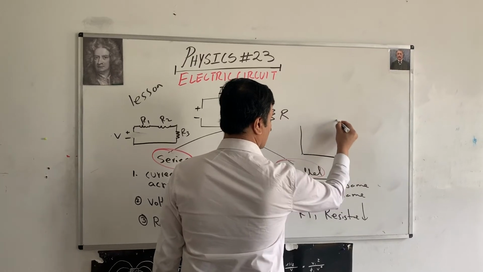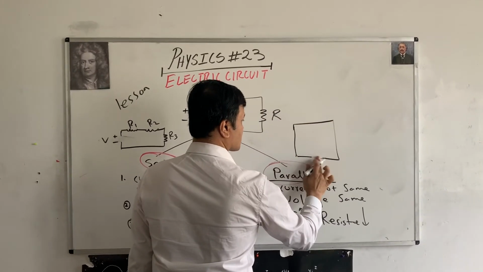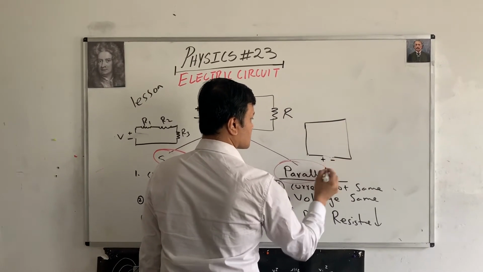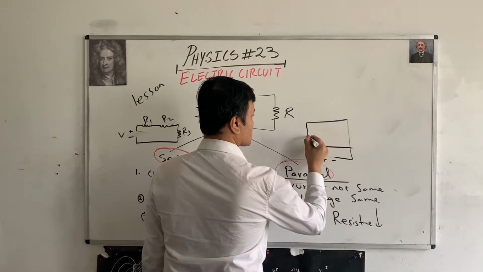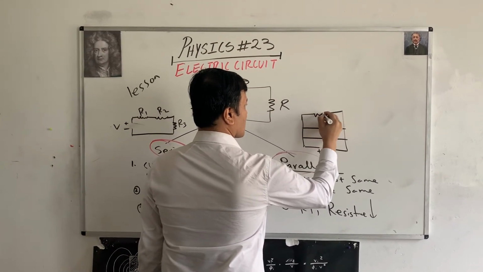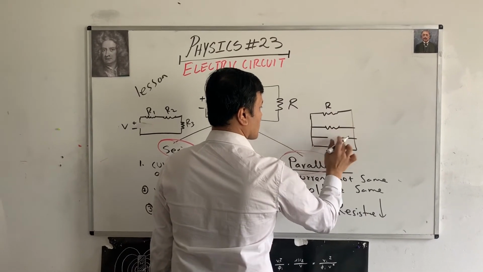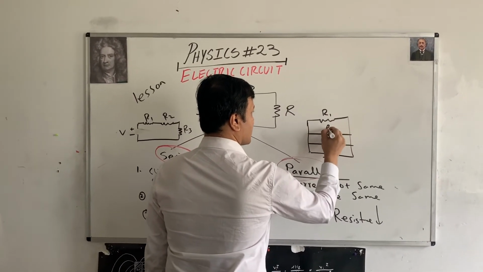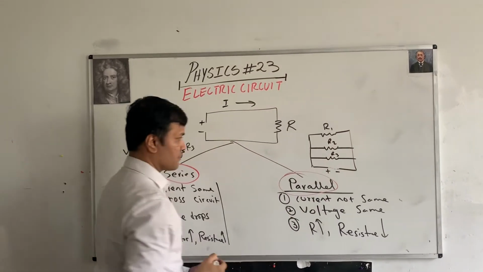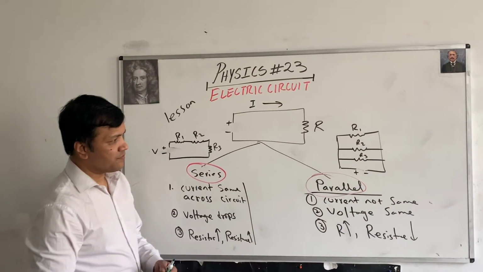Alright, now let's draw it for this one. A parallel circuit would have multiple resistors and multiple pathways. So it would branch off, like one, two, three, like this. And then let's draw the positive, and then R1, R2, R3.